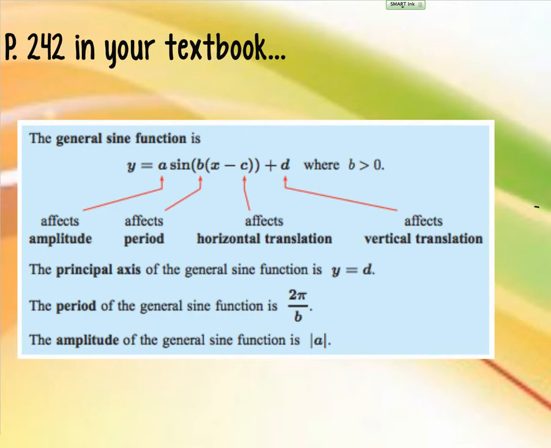So this is straight out of your textbook, so if you don't have time to write this down right now, it is straight out of your textbook on page 242. But it just has all of the different parts. So we know that the A affects the amplitude, the B is the period, C is the horizontal translation, D is the vertical translation. So all of this is something you can study from. I would study from this. And maybe leave space in your notes if copying it down out of your book will help you. But it really tells you everything you need to know with the principal axis, the period, and the amplitude.